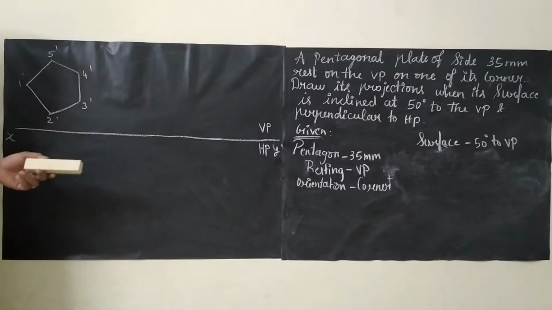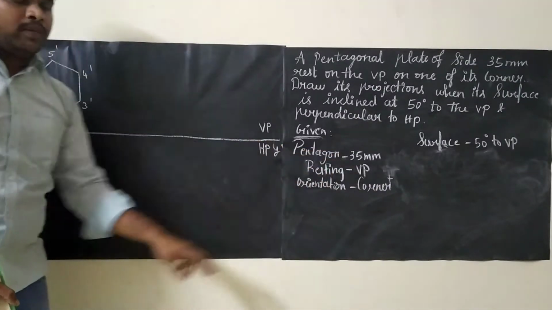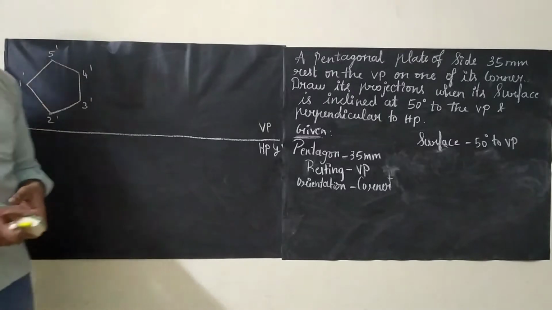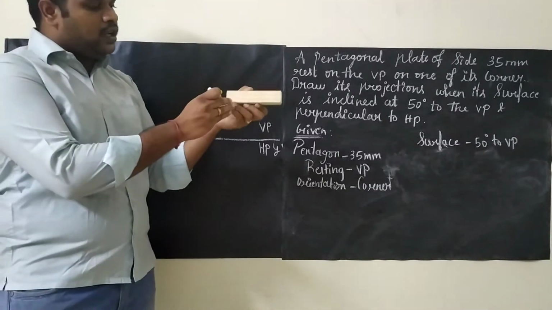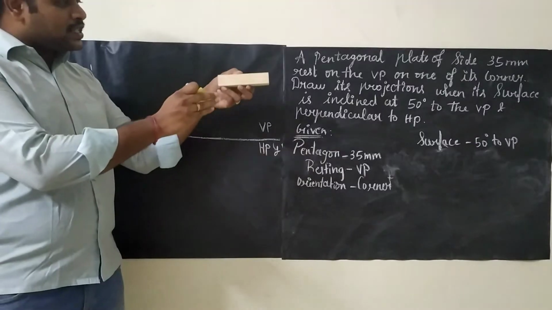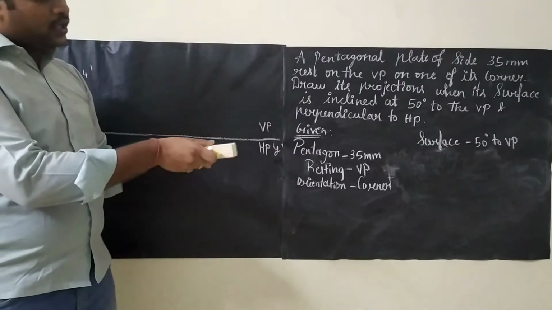Okay, first of all we know the dimension for the pentagon is 35 mm. So before drawing the pentagon, just imagine, see this duster. This duster will be resting on VP. So VP is the wall. Okay, just imagine like this.